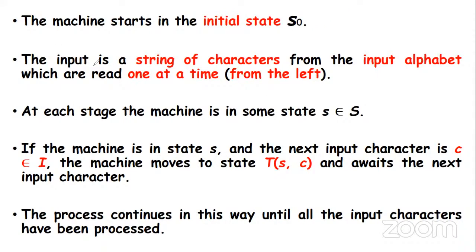Now the input is a string of characters, or a string of symbols, from the input alphabet, which are read one at a time from left to right. I think that is well explained. So at each stage, the machine is in some state S, which is an element of the global state S.